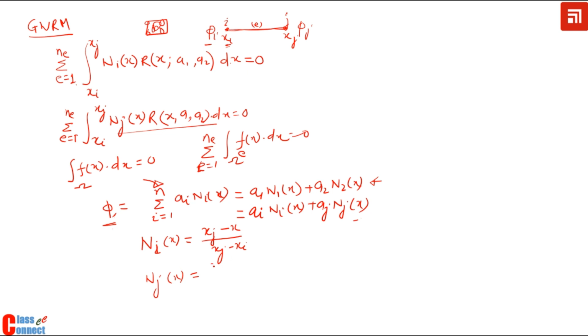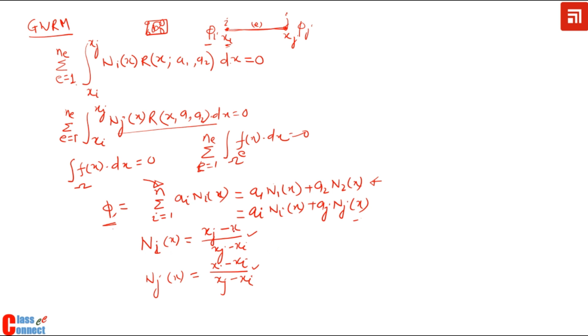So it is given by (x - xi) divided by (xj - xi). We can also derive these expressions using our basic concept of linear interpolation function that we'll take up when we discuss the shape function separately in some other video. But presently we'll assume that these are the shape functions that we have to substitute here.